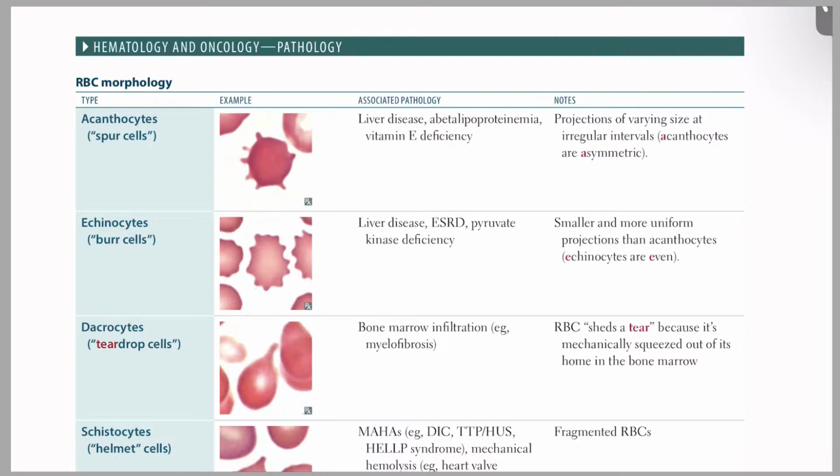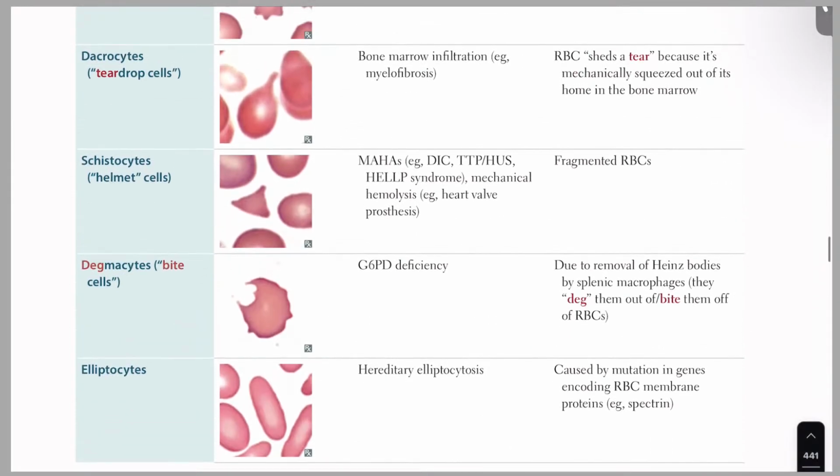Next, echinocytes, burr cells. Associated with liver disease, ESRD, pyruvate kinase deficiency. Notes: smaller and more uniform projections than acanthocytes. Echinocytes are even. Dacrocytes, teardrop cells, in bone marrow infiltration, that is myelofibrosis. The RBC sheds a tear because it's mechanically squeezed out of its home in the bone marrow.